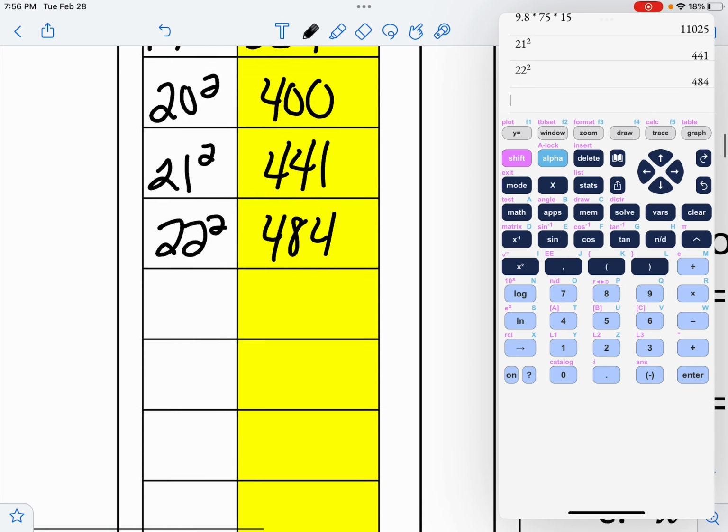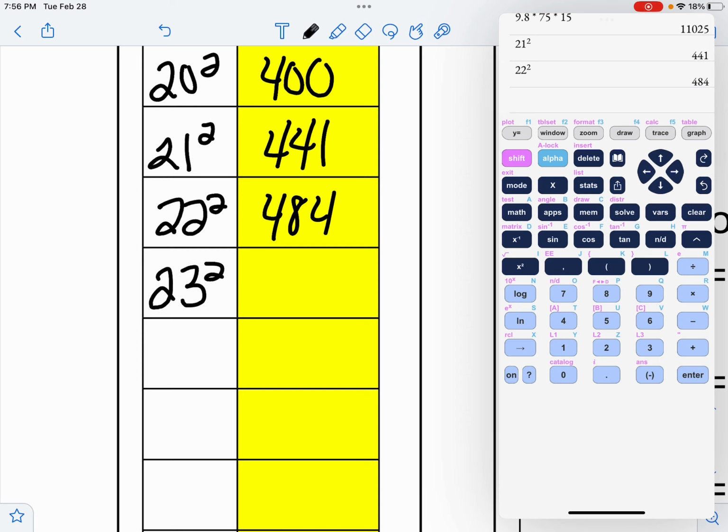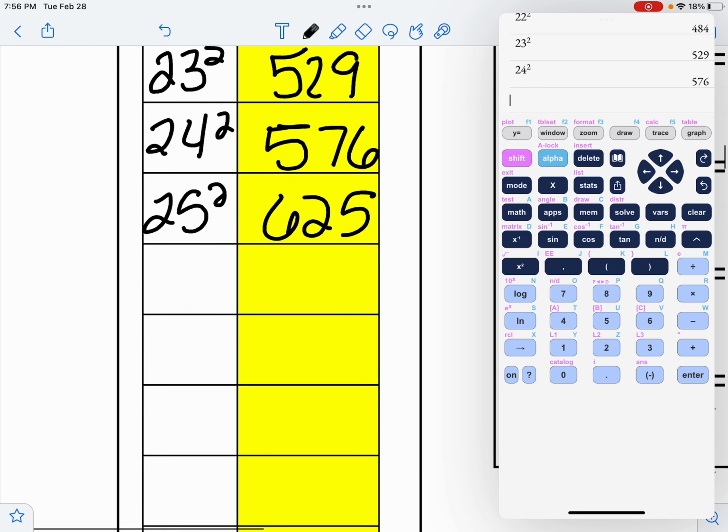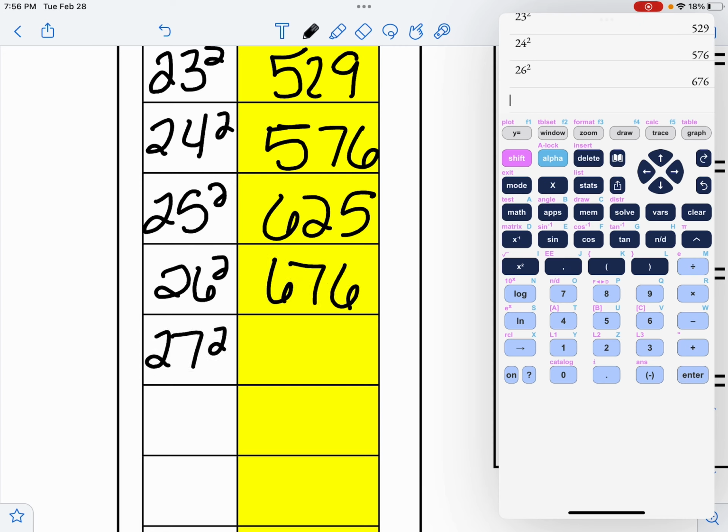Just double checking. 23 squared, you can see, 529. 24 squared is 576. 25 squared is 625. 26 squared, let's see here, 676. 27 squared, I think 729. Okay. 28 squared, 784.